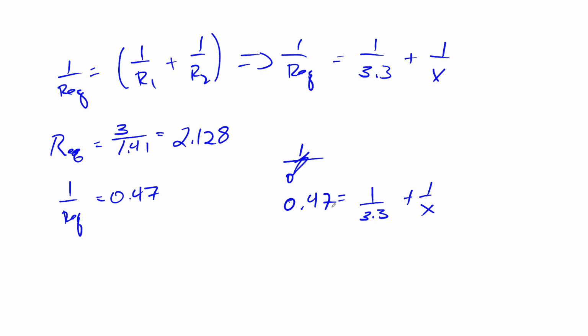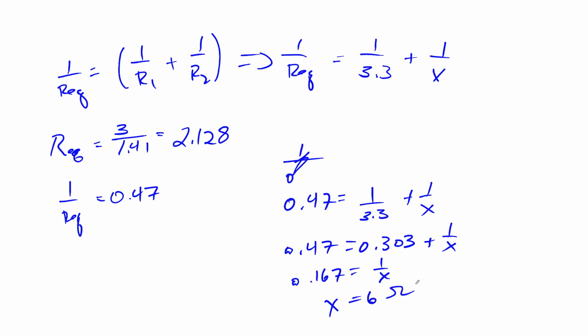One divided by 3.3 gives me 0.303. So subtract the two: 0.47 minus 0.303 is 0.167, which is equal to 1 over X. Hope you see what I'm doing here. Then take the reciprocal, and you're going to get 5.988, so X is basically equal to 6 ohms. So we get the right answer no matter how you do this.